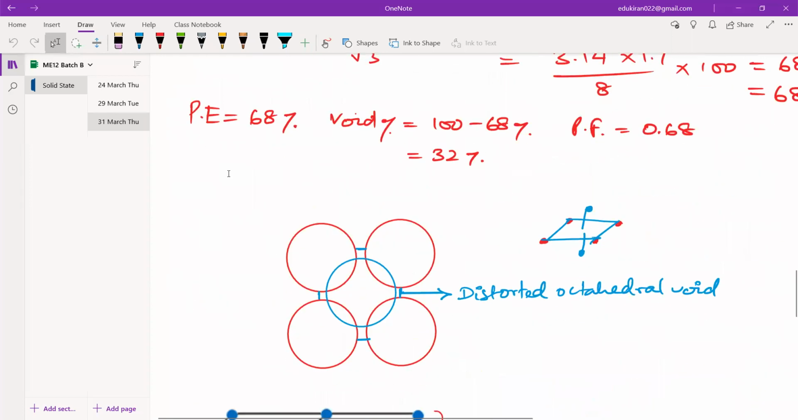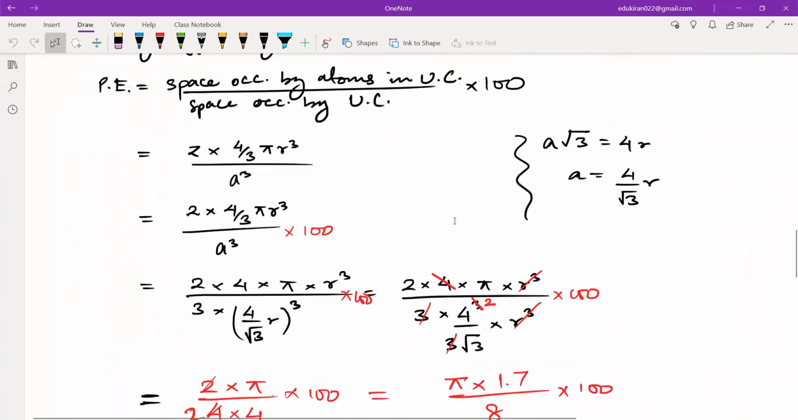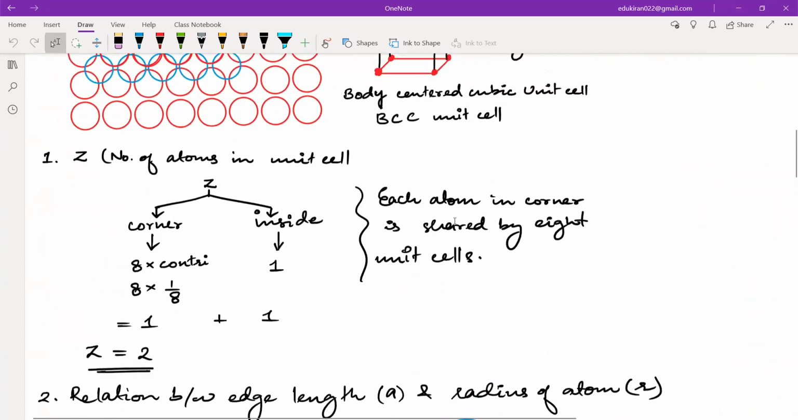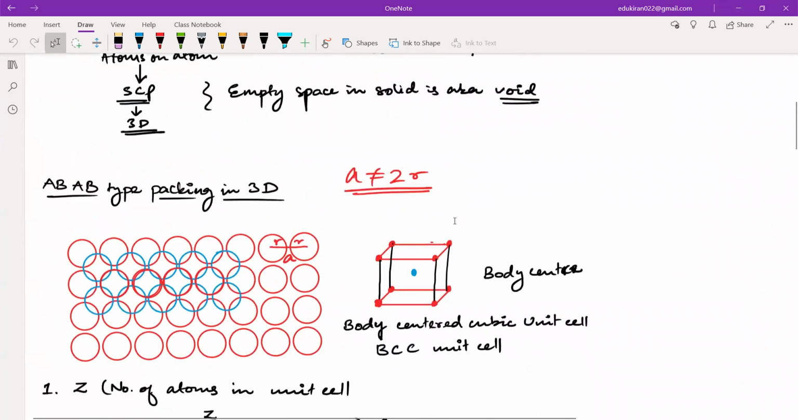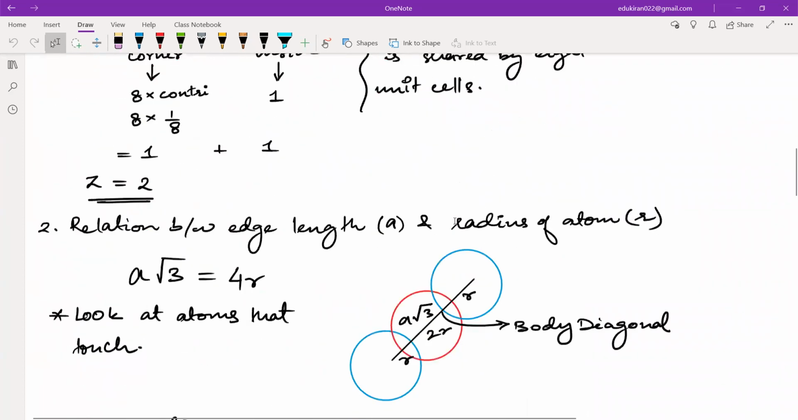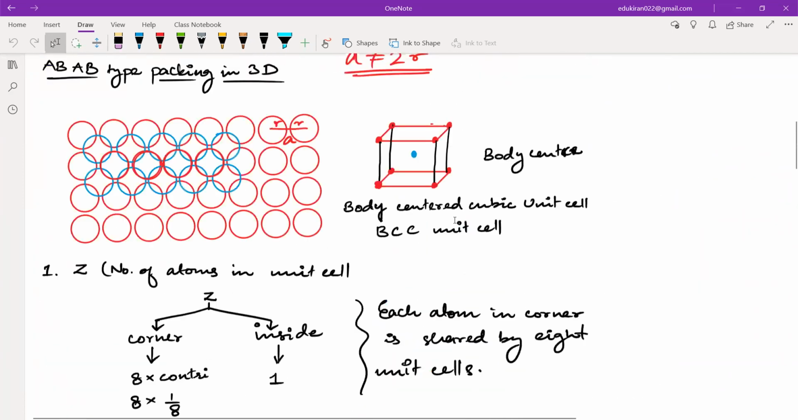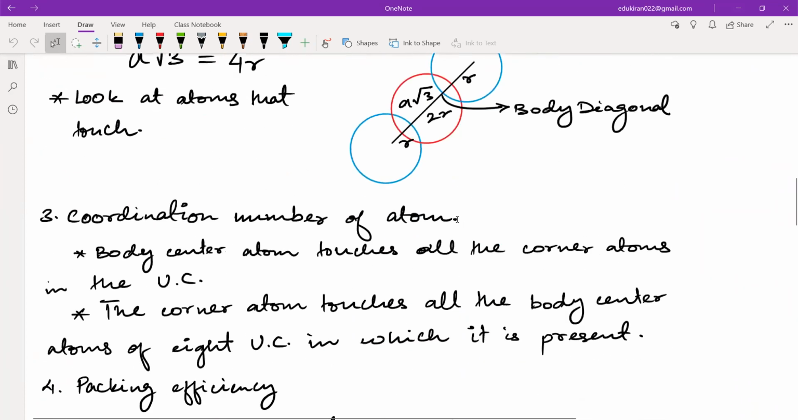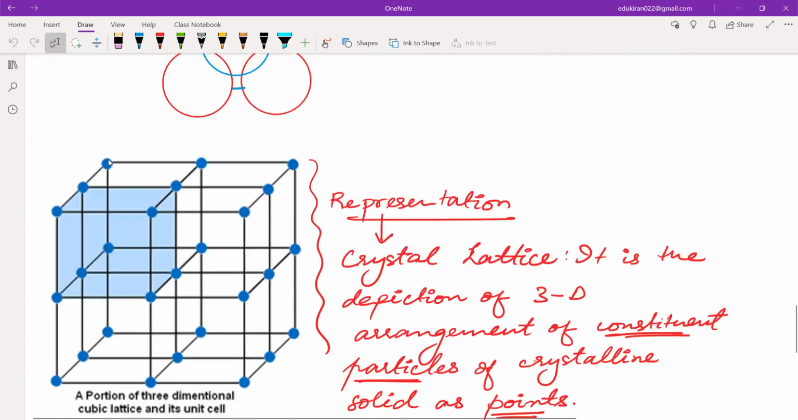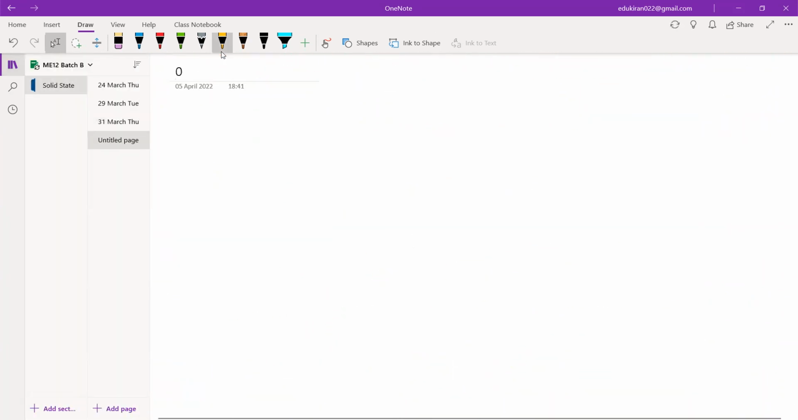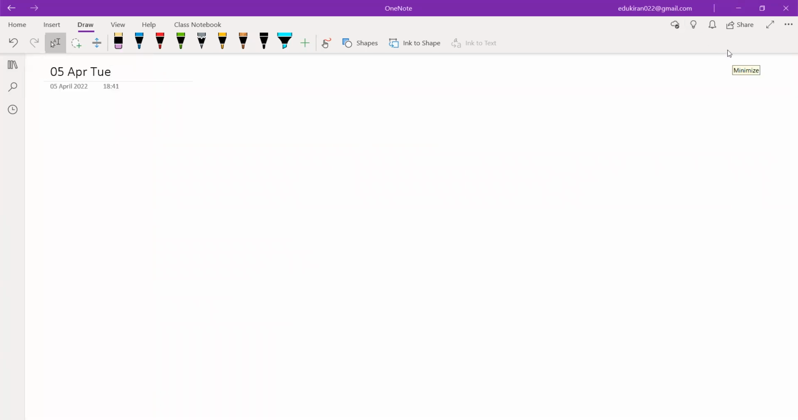Last class में क्या क्या था हम लोगों ने? Okay, we discussed simple cubic. Okay, we have also discussed body centered cubic. Coordination number is also discussed. And then we discussed, okay, fine. Let us move to the next thing. Okay. So let us revise a bit.